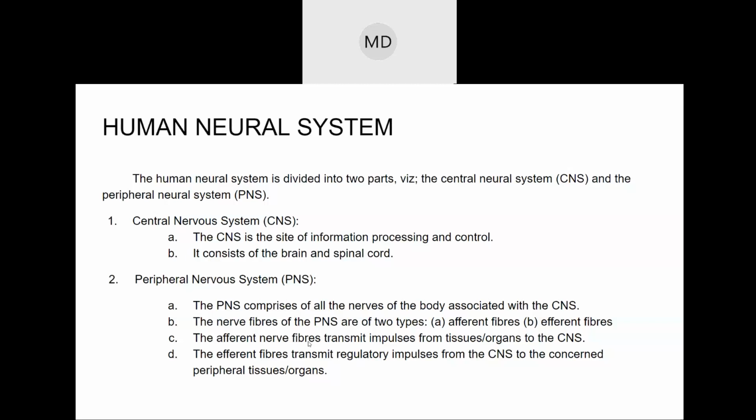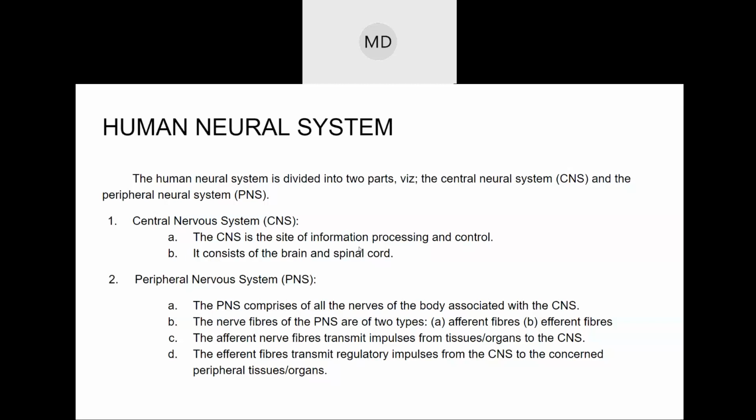When you hear through your ears, again impulses need to be carried to the brain. Every impulse needs to be carried to the brain or spinal cord to be processed. Here the CNS is given, right? CNS is the site of information processing and control. Information processing means you're seeing something, the brain will process that particular thing, and then it will control what your actions will be and what your thinking will be and everything, right? So that is what the impulse is.